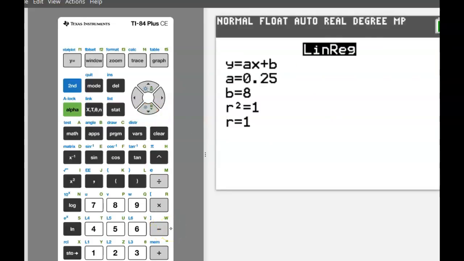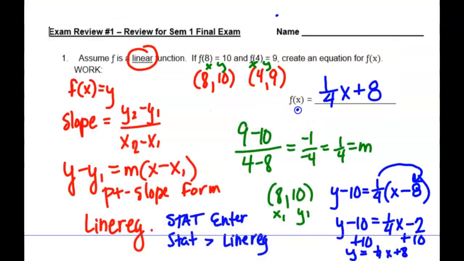It better come out nice. Okay. It did. 0.25 is A, which is the slope, and 8 is the intercept. And I would take that if you had written y equals 0.25x plus 8, because 1/4 is the same thing. Okay? Cheating with technology. Everybody good? One way or the other. Okay.